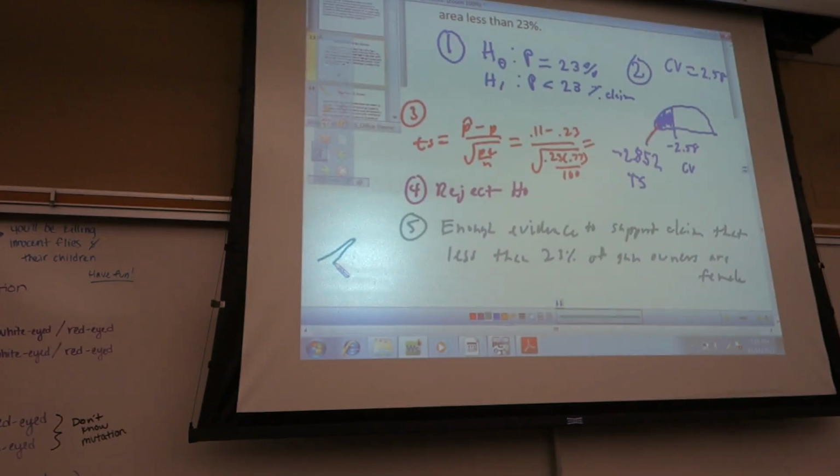You said H naught is that p is equal to 23%, because your claim is that p is less than 23%, so that's your H1. Critical value from the Z table is 2.58, so you draw a picture, put that in, and then you find your test stat. P hat minus p over square root of p q over n, and we got negative 2.852, which is totally in the rejection area, so you're going to reject H naught. You have enough evidence to support the claim that less than 23% of gun owners are female.